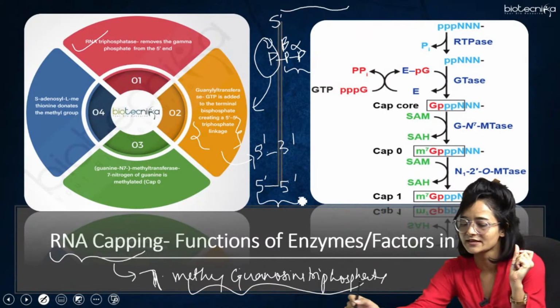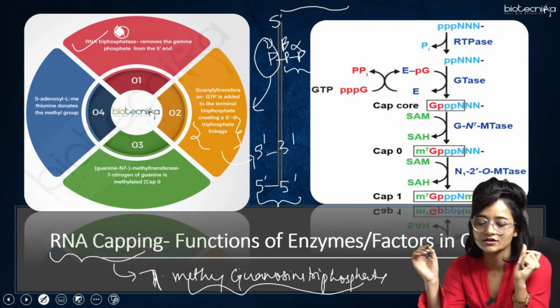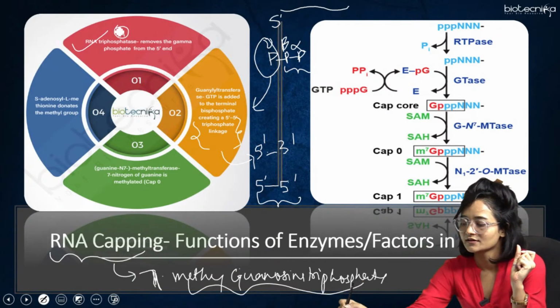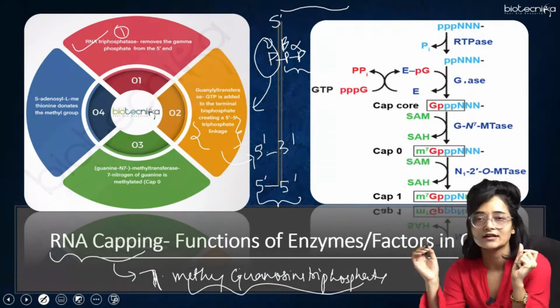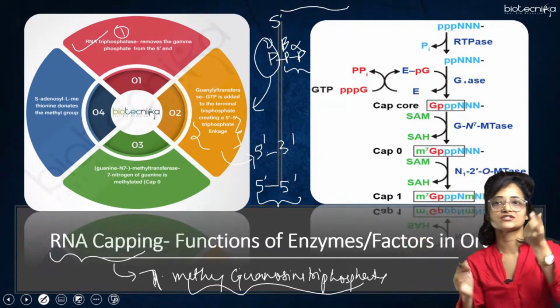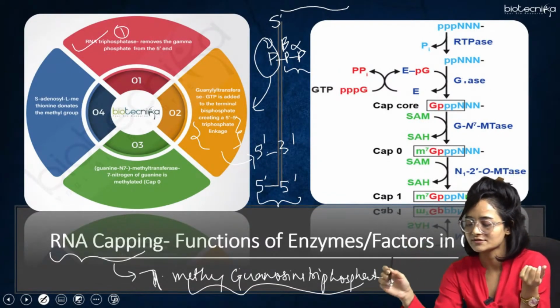So the first enzyme is the RNA triphosphatase. The second enzyme is the guanylyl transferase, which basically transfers the GTP from outside.